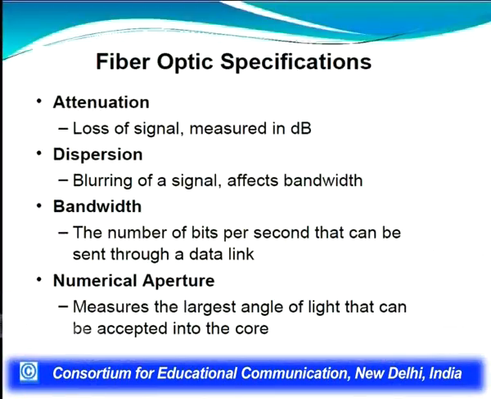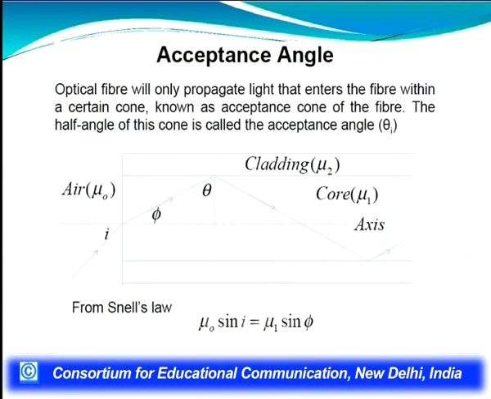What is a numerical aperture? It measures the largest angle of the light that can be accepted into the core. It means a signal which is passed through the optical fiber must be on the basis of the numerical aperture, and then it will come out at the receiver end. Now, one by one, we will define these specifications. First, we define the acceptance angle. What is the acceptance angle?